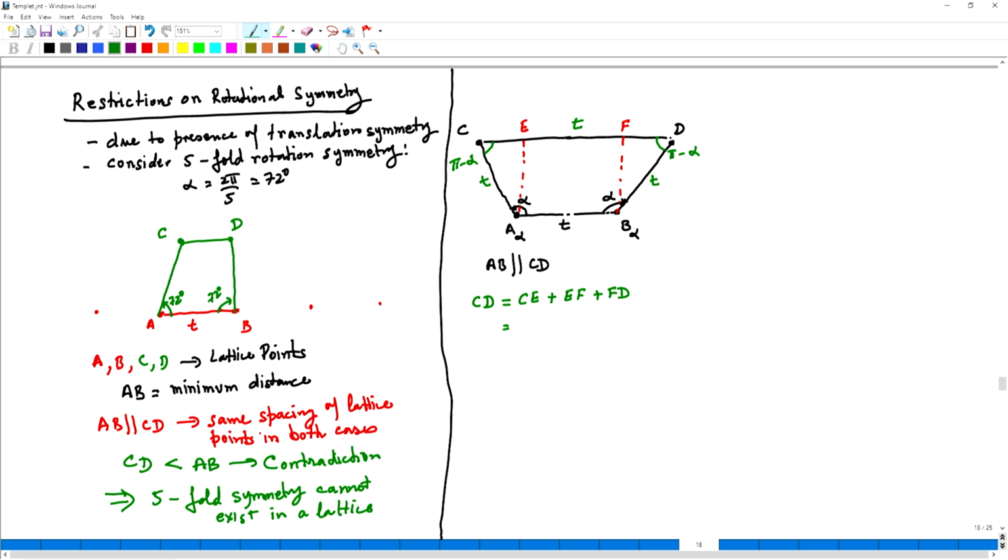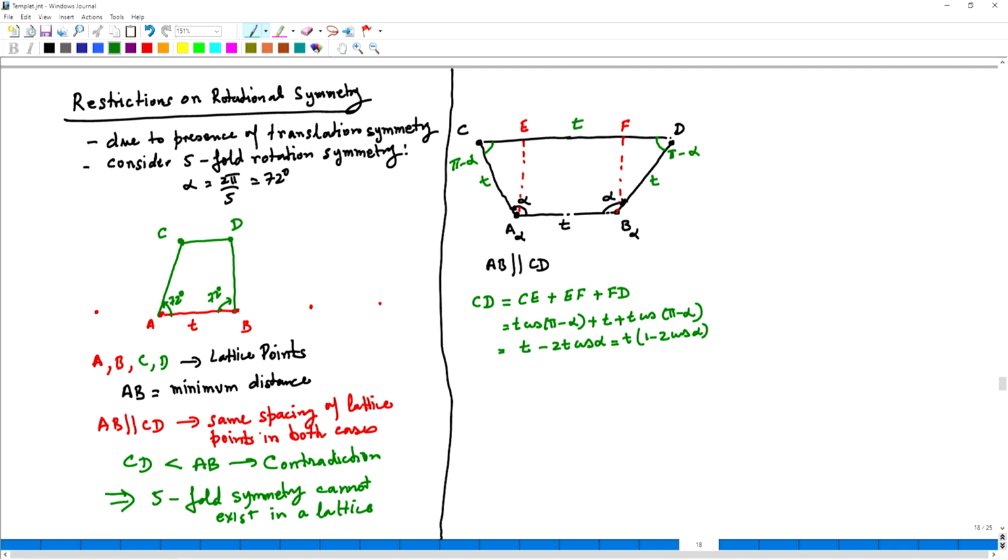And therefore, if we look at triangle ACE, CE becomes T cos(pi minus alpha), EF is T, plus FD will be the same as CE from the triangle FDB, and that is T cos(pi minus alpha). This will give me essentially T minus 2T cos alpha, which is T into (1 minus 2 cos alpha).